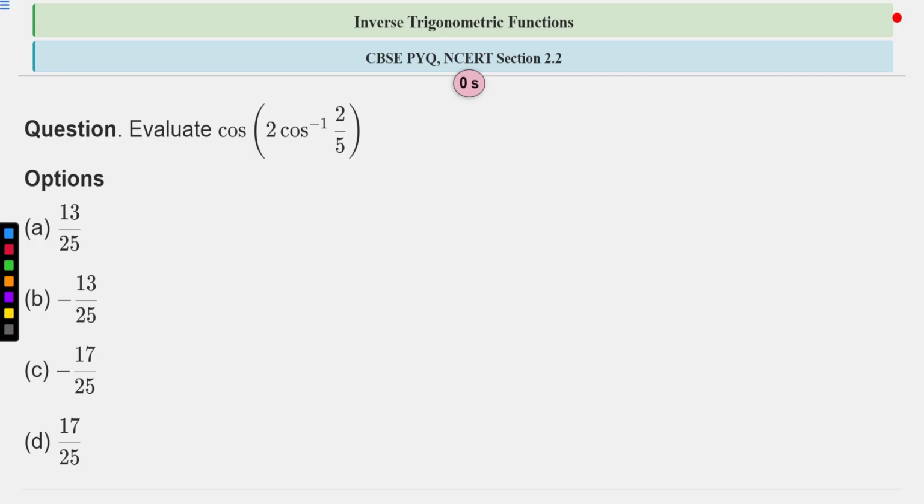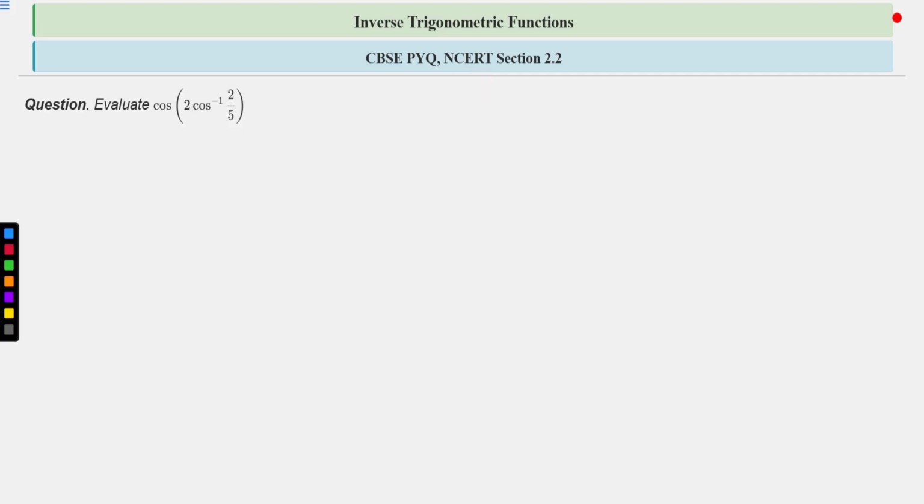Okay, let us move to the solution part. We have to evaluate the value of the expression cos of 2 cos inverse 2 by 5, right? And the correct answer is basically minus 17 upon 25. Correct answer is minus 17 upon 25. So let us move to the solution part. How can we approach this question?